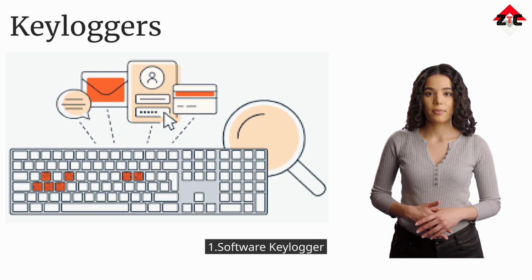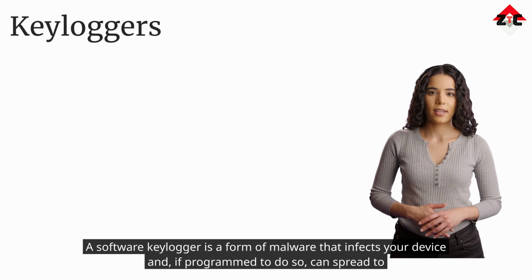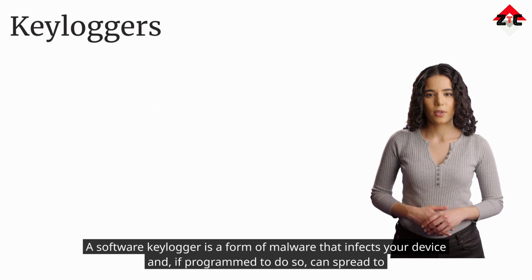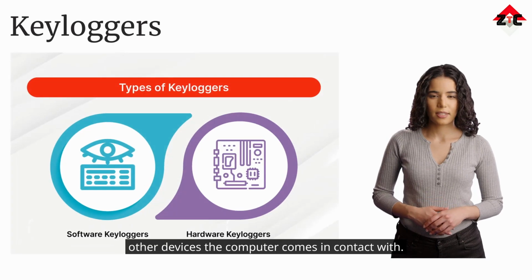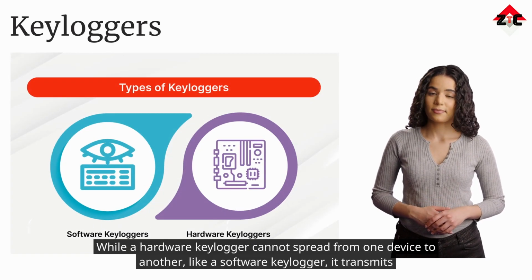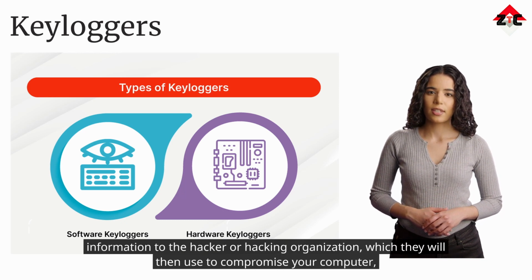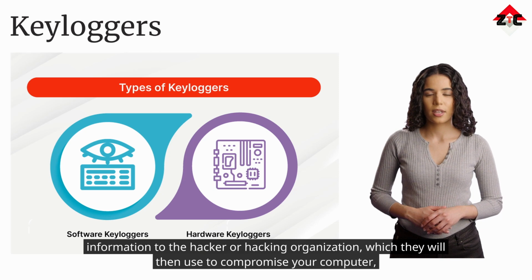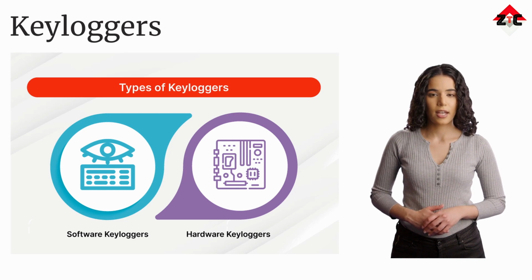Keyloggers are of two types. 1. Software keylogger. 2. Hardware keylogger. A software keylogger is a form of malware that infects your device and, if programmed to do so, can spread to other devices the computer comes in contact with. While a hardware keylogger cannot spread from one device to another like a software keylogger, it transmits information to the hacker or hacking organization, which they will then use to compromise your computer, network, or anything else that requires authentication to access.